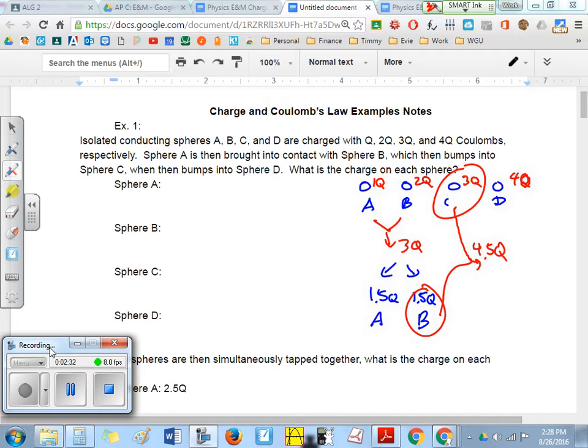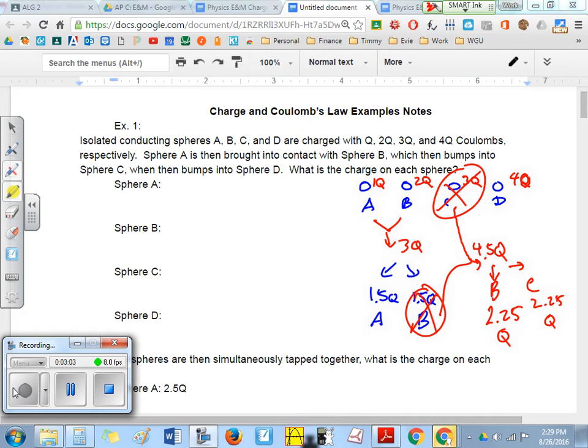So what will each sphere have? Okay, so now we have a third scenario. B and C don't have 1.5 and 3 anymore. Sphere B now has 2.25Q, and sphere C has 2.25Q. You see?